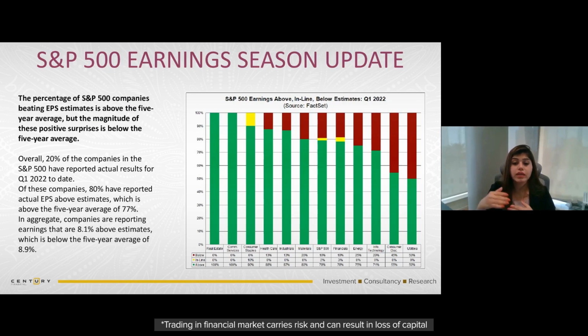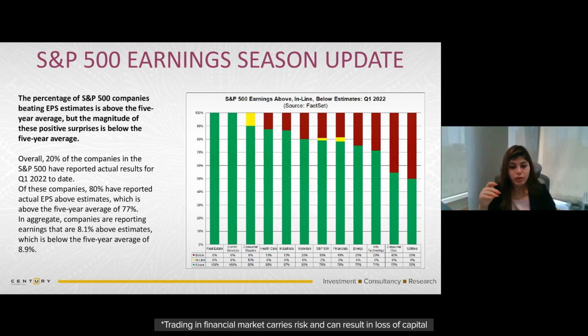So their EPS has come in above expectations. Historically, the 5-year average has been 77%. So if you look at it from that perspective, this time more companies have beaten the expectations, which is a good sign. Now, when it comes to the magnitude of the positive surprise, on that particular front, we have not done really well.